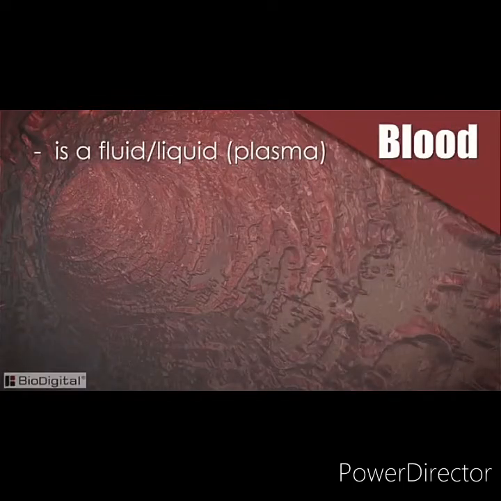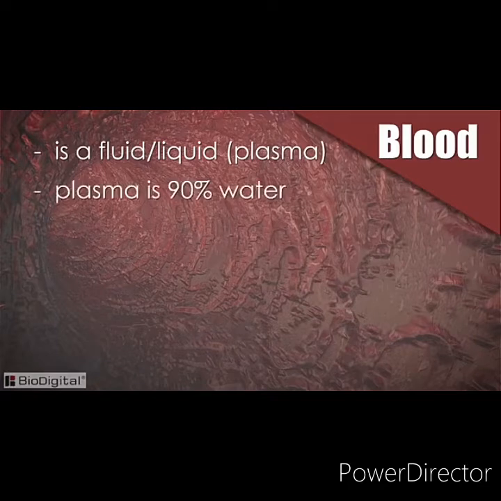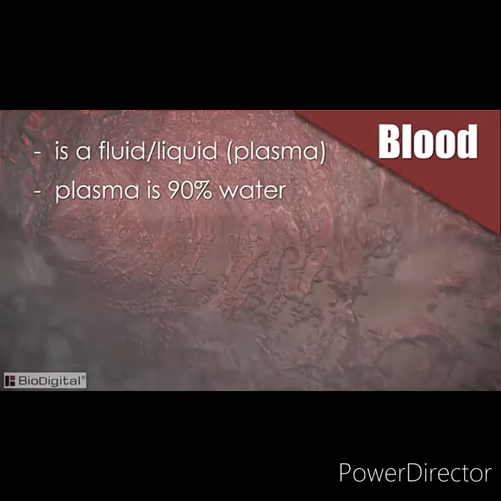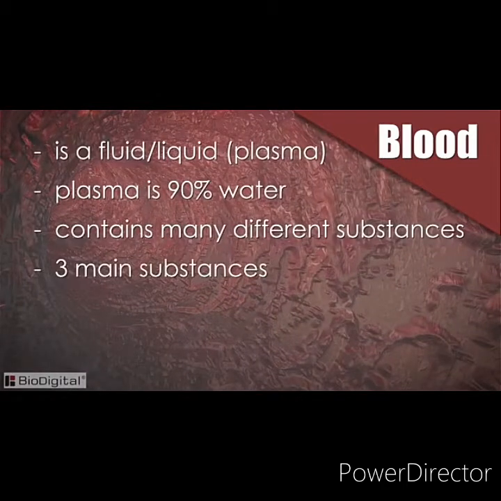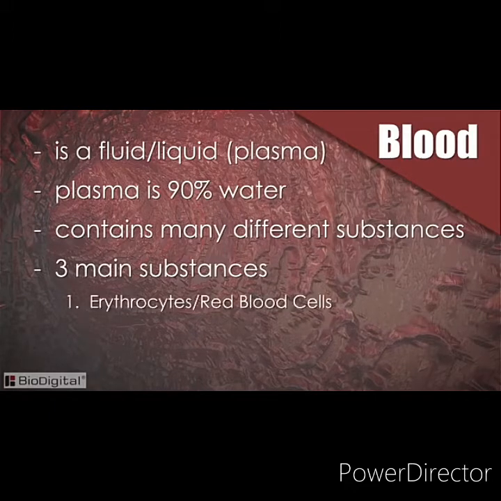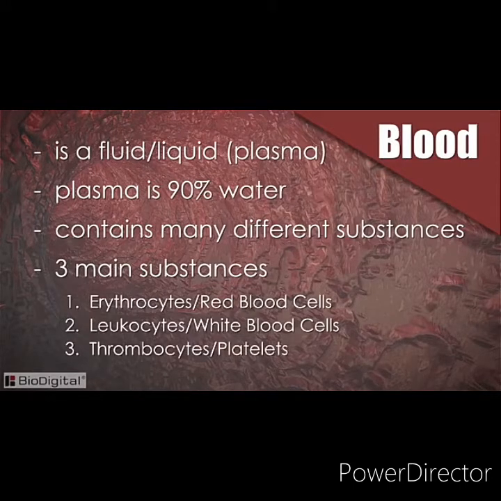What is blood? It is a fluid or liquid, and plasma is present in the blood. Plasma is 90% water. It contains many different substances. The three main substances are RBC, erythrocytes, red blood cells; WBC, leukocytes; and platelets, thrombocytes.